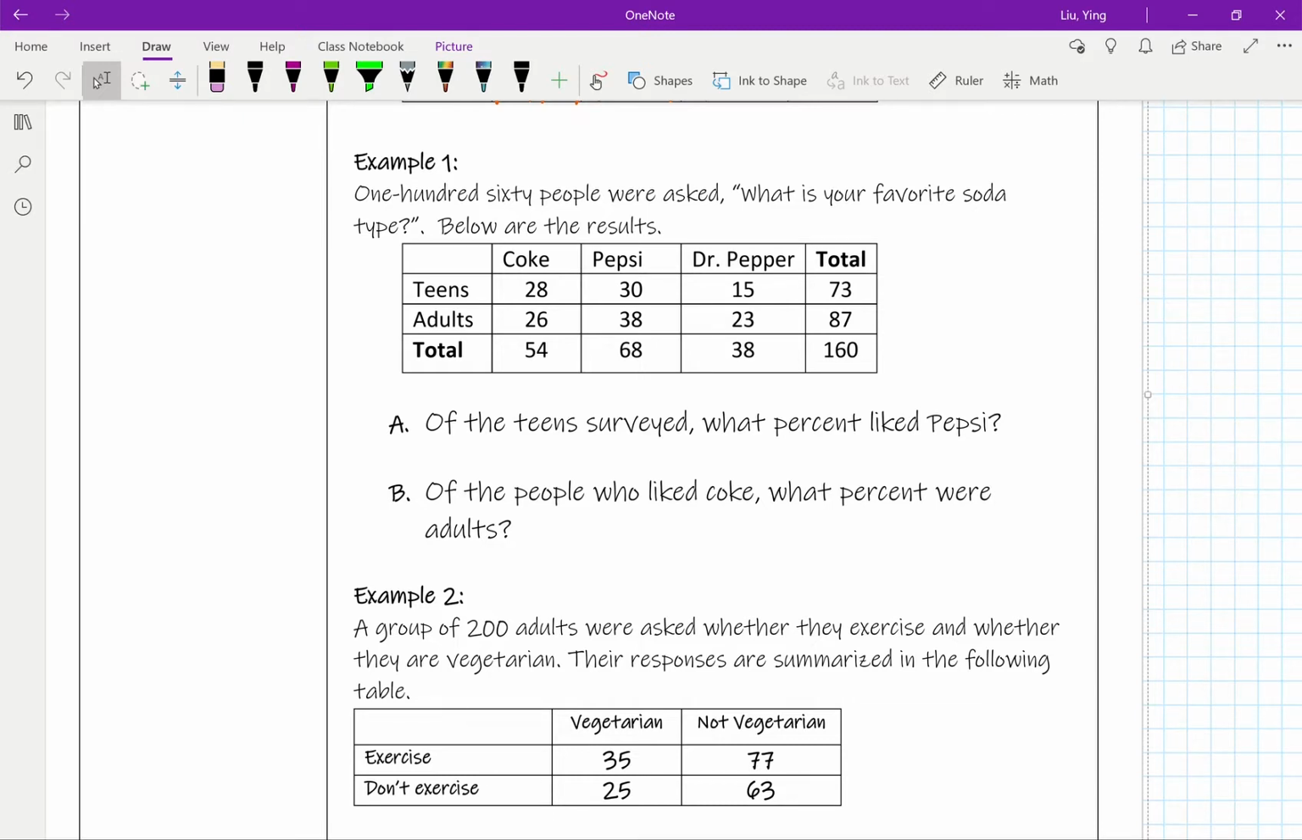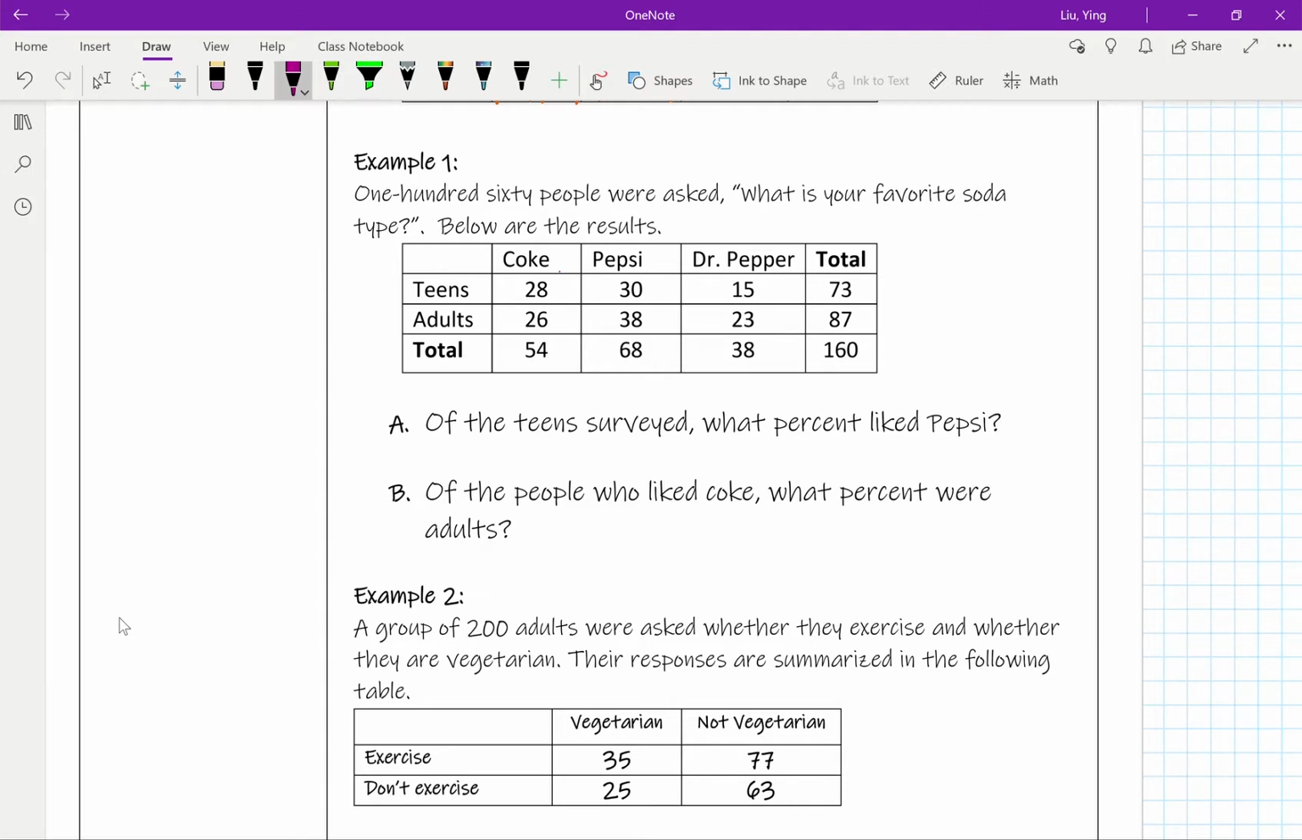Example 1. 160 people were asked, what is your favorite soda type? Below are the results. So in this survey, there are two categories. One is the soda type, so that's Coke, Pepsi, and Dr. Pepper. And the other category is the ages of the people. So some are teens, some are adults.